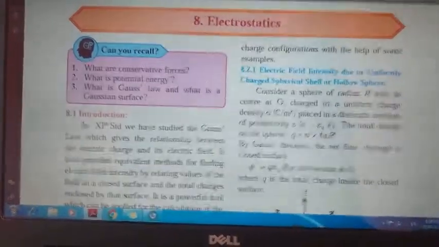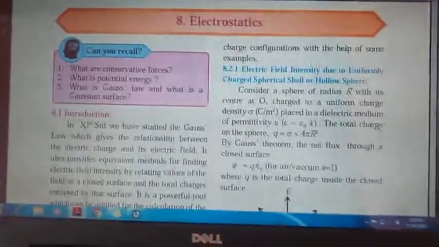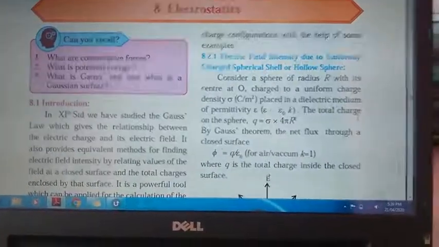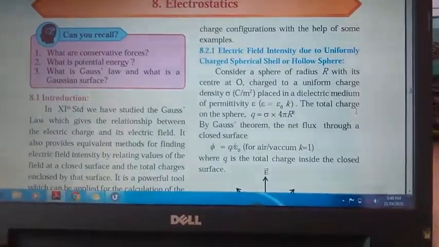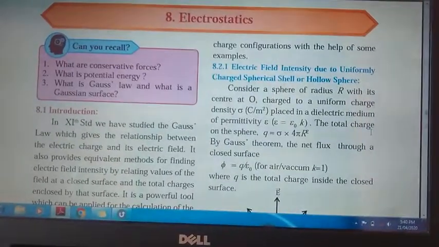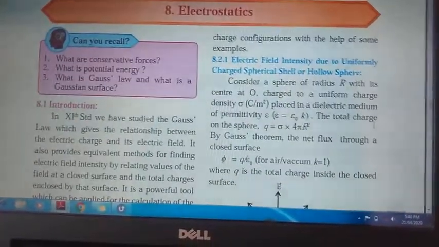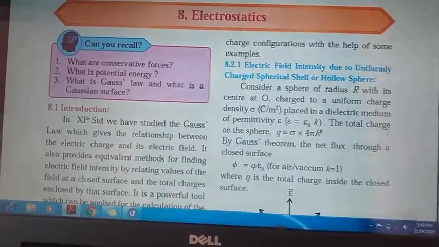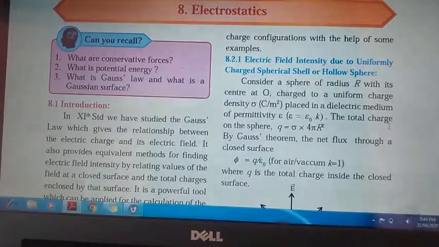Hello students. As we have completed one chapter, today we'll be moving on to chapter 8, that is electrostatics. All of you might be thinking why we are moving directly to chapter 8. The basic reason behind this is that the basics of electrostatics we have studied in your 11th standard.